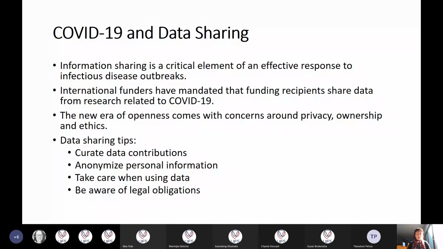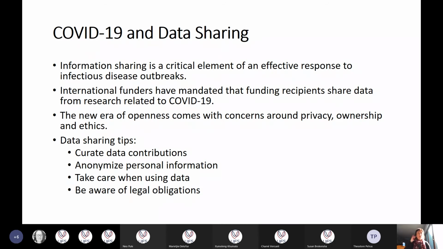International funders such as the Wellcome Trust and the Bill and Melinda Gates Foundation have mandated that funding recipients share their data from research related to COVID as soon as their study is completed, regardless of the publication status. And while researchers are rushing to pool resources and data sets to tackle the pandemic, the new era of openness comes with concerns around privacy, ownership, and ethics.